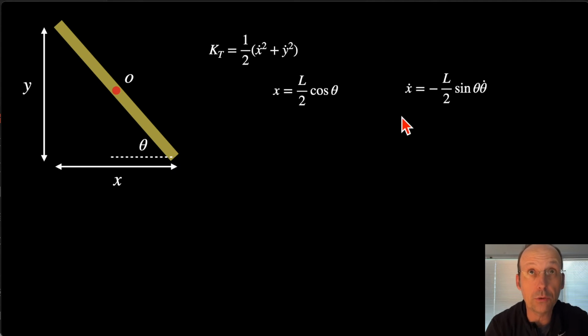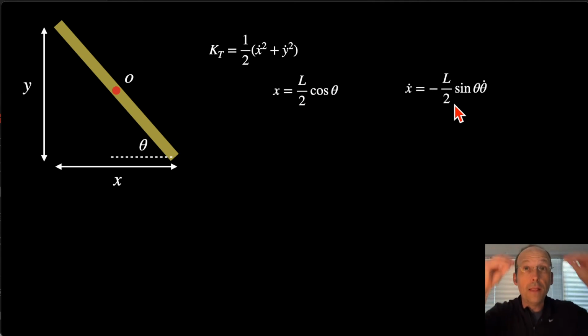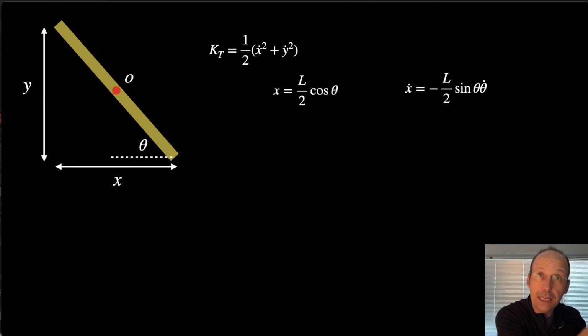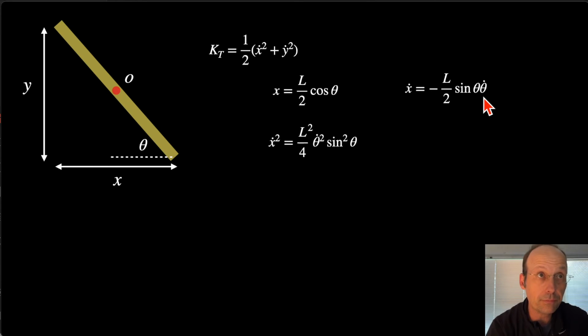So that's going to be equal to negative, I have to take the derivative of cosine. The derivative of cosine theta is negative sine theta, but the chain rule still applies. So I have to take the derivative of the inside, the derivative of theta with respect to t. So I get this theta dot right there. I'm going to need x dot squared, so I just need to square this. L squared over 4, I move the theta dot over here, theta dot squared sine squared theta.